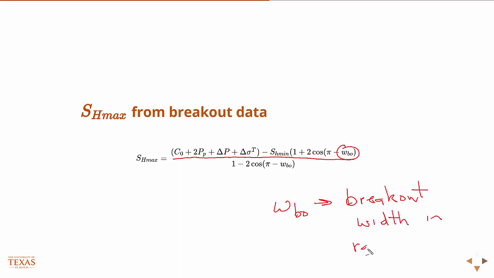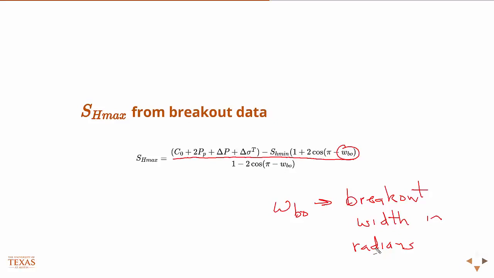in radians. Okay. It could also be in, if instead of pi there you had 90 degrees, then you could have it in degrees as well. So this is the width of the breakout as observed from some well logging, either caliper or ultrasonic, right?